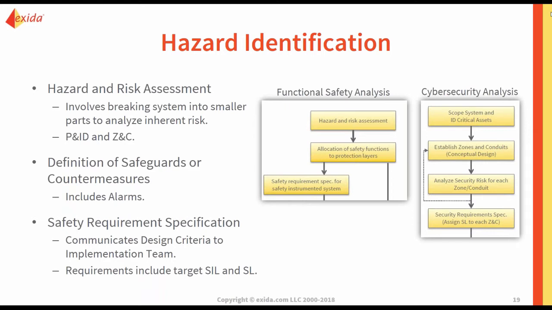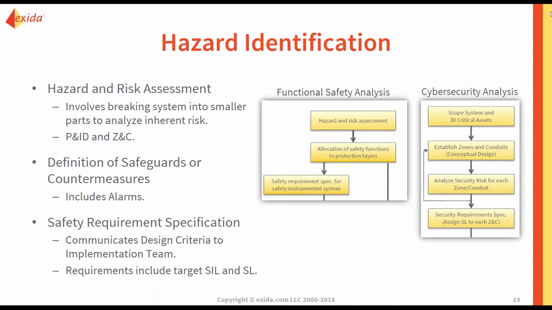You're going to break it into smaller pieces and analyze for inherent risk. Then you're going to define safeguards or countermeasures against that risk. Safeguards for safety, countermeasures for cyber. In both cases, it's important to note this includes alarms. And so if you do it this way, hopefully you should have a picture of all alarms that need to go into your alarm rationalization life cycle.